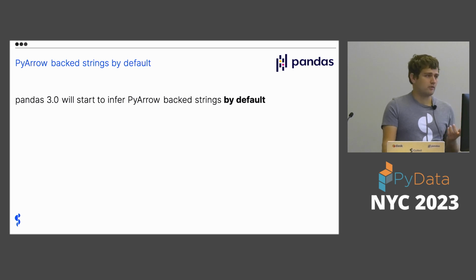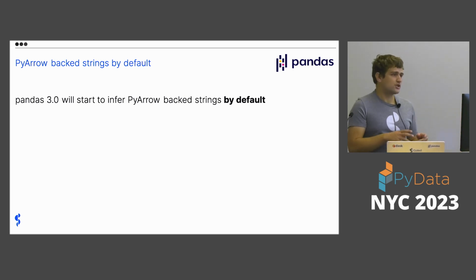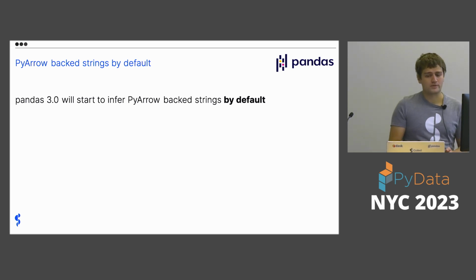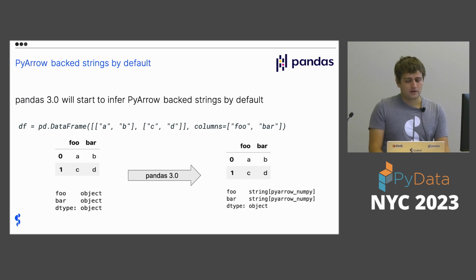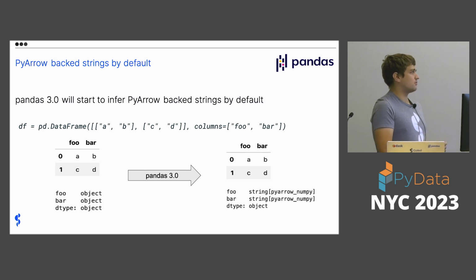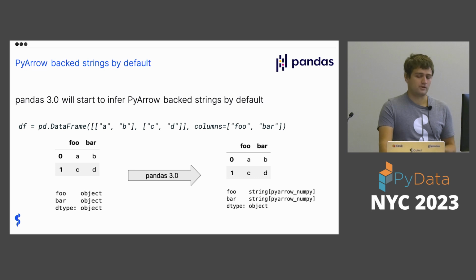This new string data type will behave as NumPy object. So we changed the semantics of Arrow a little bit to just reduce the migration burden on users. So, just the same code statement: you instantiate a data frame with string columns. Right now you get object d-type, and in pandas 3.0 you will get an arrow-backed string d-type. No change required, hopefully.